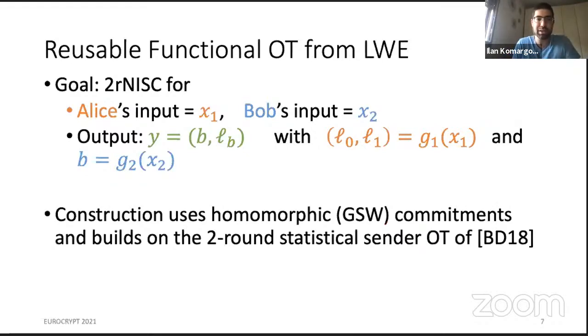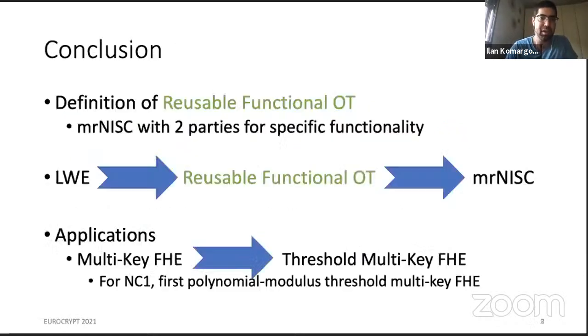The way we construct it is we start with just using a homomorphic commitment for X1 and X2. Then the online phase is implemented using a very nice idea of Brakerski and Döttling from a couple of years ago, who constructed a two-round statistically sender-private OT. I refer you to the full version of the talk or the paper for more details about this.